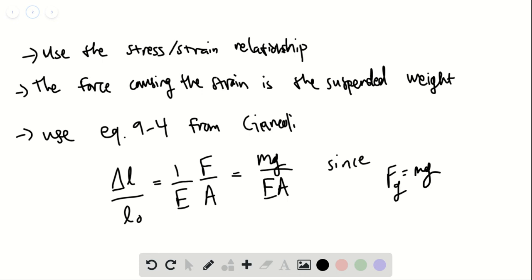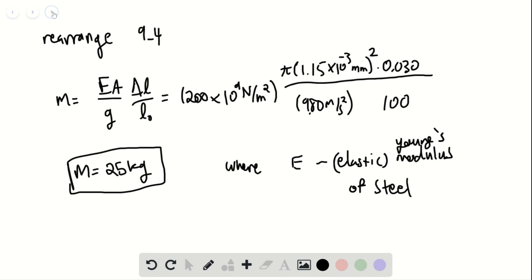The mass we know. Oh, no, the mass we don't know. So, yeah, g we know is 9.8. And then we move everything else around so that we can find the mass. So here we'll multiply both sides of this equation by EA. And so we should have EA times delta L over L naught, which is also divided by g now, to give us m. We'll see that here. So m is equal to EA over g times delta L over L naught, with everything plugged in here.